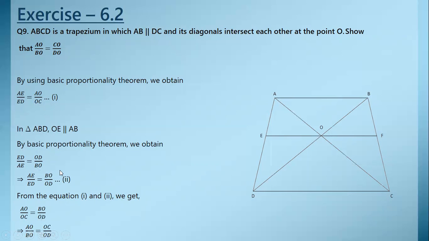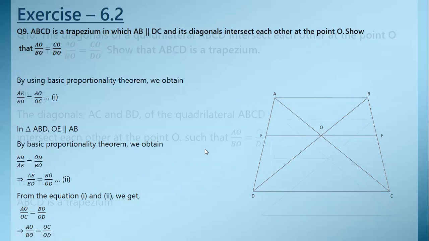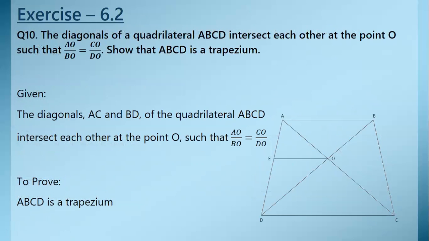Now from equation 1 and 2, we'll get AO by OC equal to BO by OD. Let us just cross multiply them, not completely, just one set alone. So we get AO by BO equal to OC by OD, which we have to prove. Moving on to the 10th one, again a trapezium question. The diagonals of the quadrilateral ABCD intersect at the point O, such that AO by BO equal to CO by DO. Show that ABCD is a trapezium.